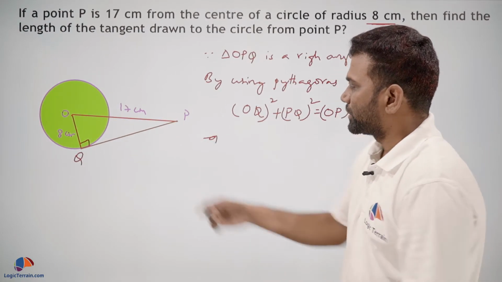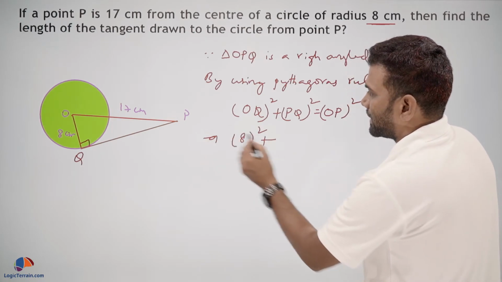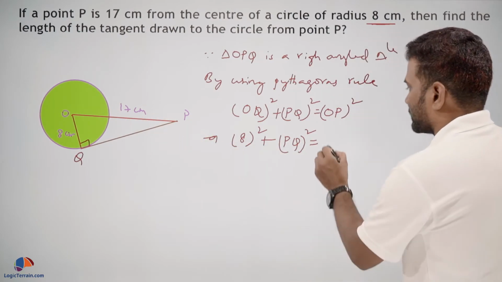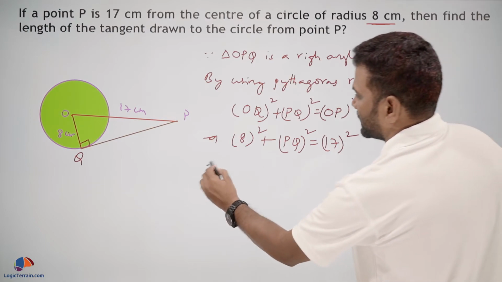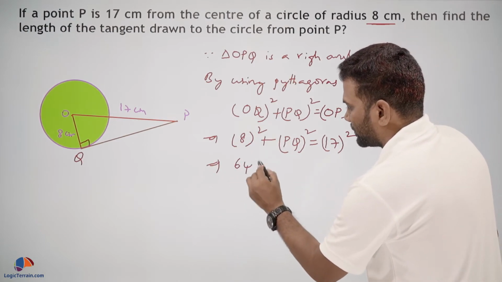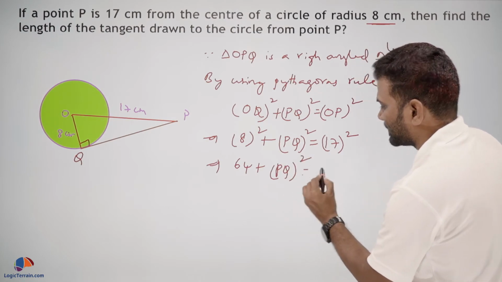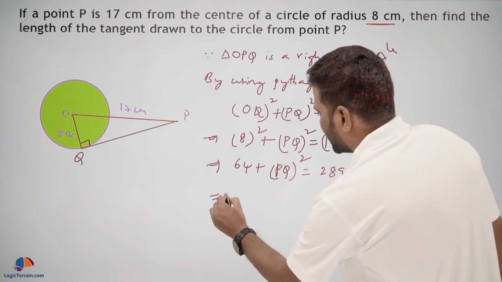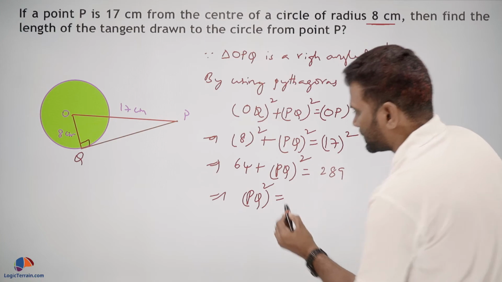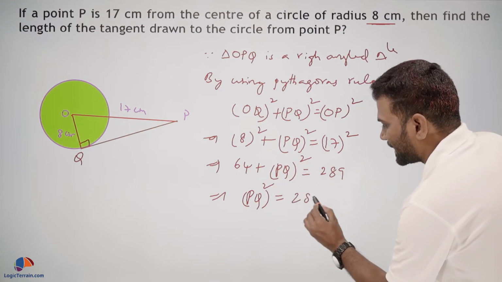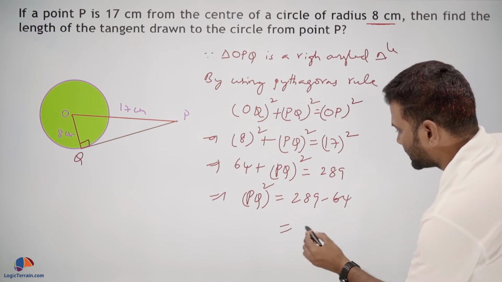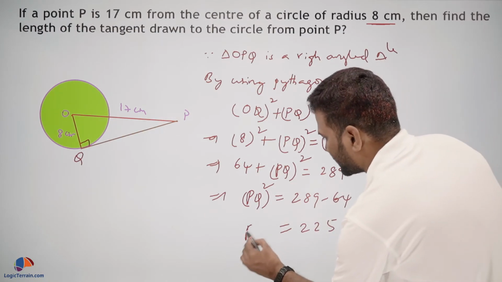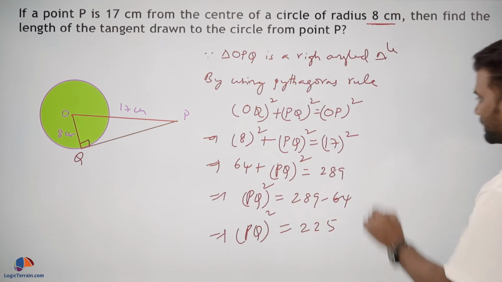Then we have OQ, that is 8 square, and PQ, this is what we need to find, and OP square, that is 17 square. And further, 8 square 64 plus PQ square is equal to 17 square. 17 square is 289. Further, PQ square is equal to, if you bring this 64 to the other side, 289 minus 64, this becomes 225. PQ square is equal to 225.